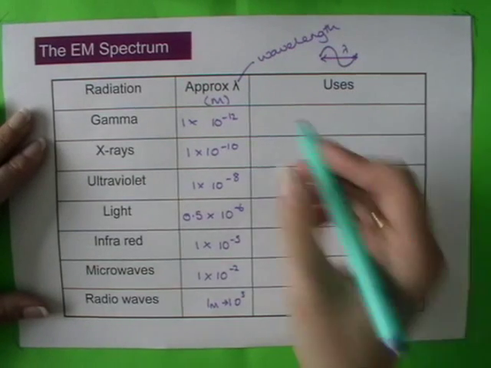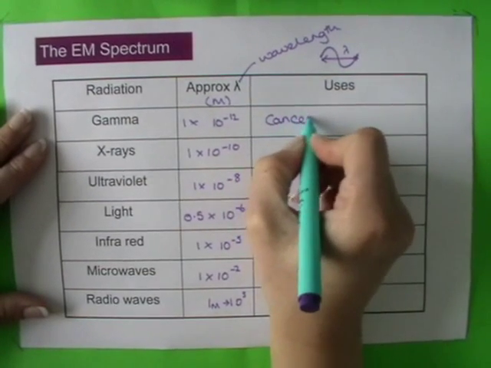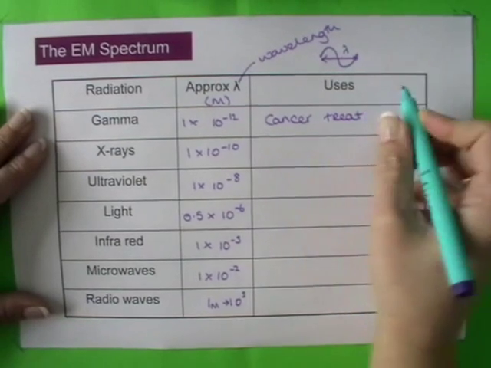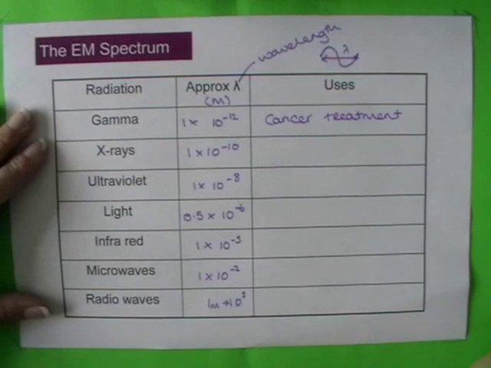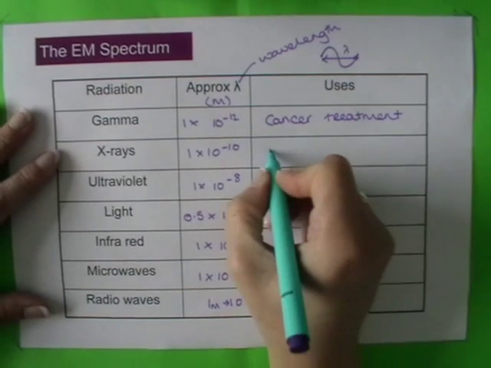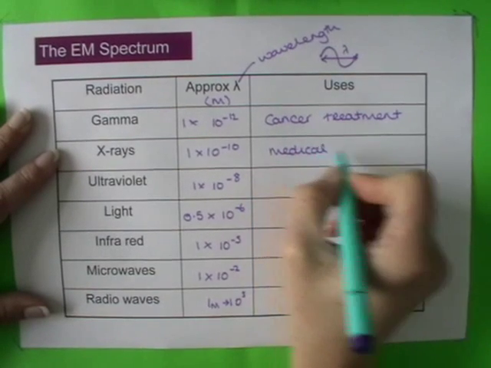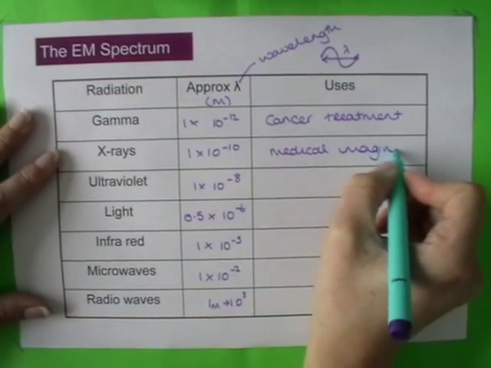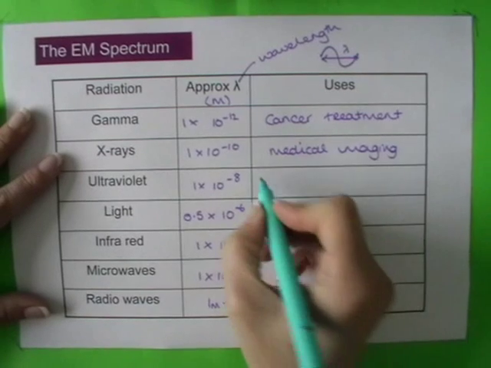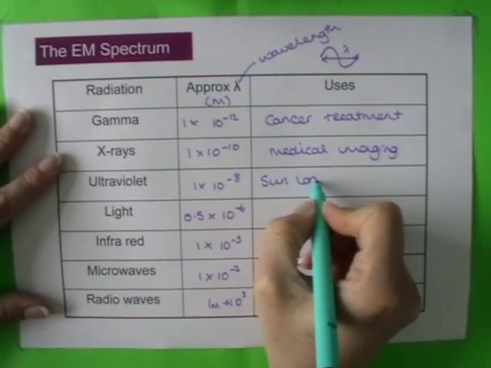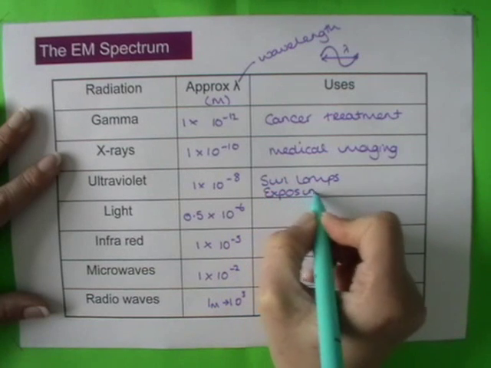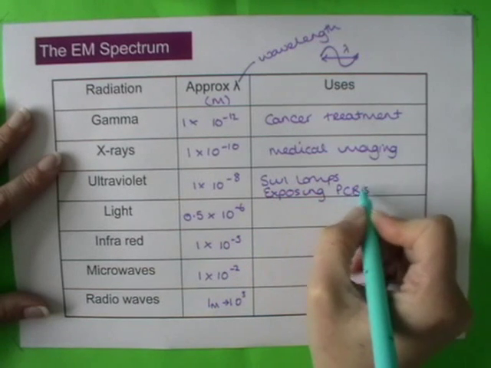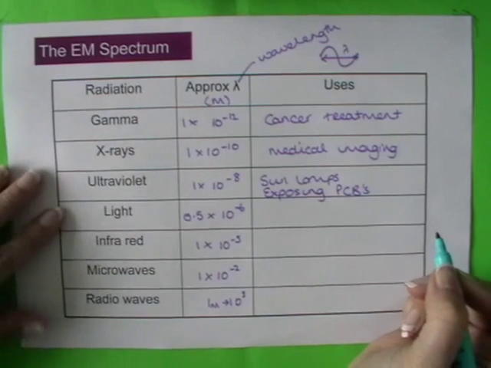Uses then. The gamma radiation is used in cancer treatment. And most of the waves in the electromagnetic spectrum find uses in medical applications. X-rays are used in medical imaging. Ultraviolet used in sun lamps and for exposing PCBs. You may have done that in technology in the junior school.